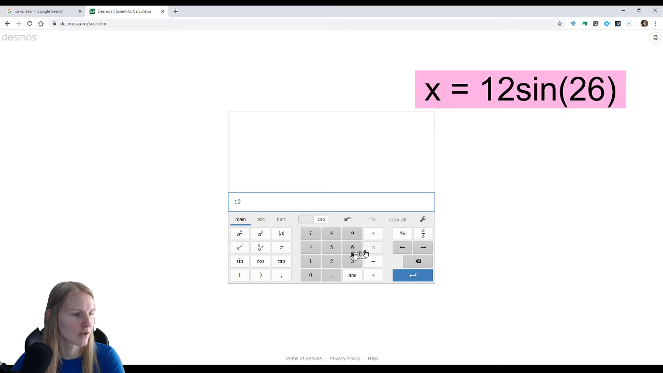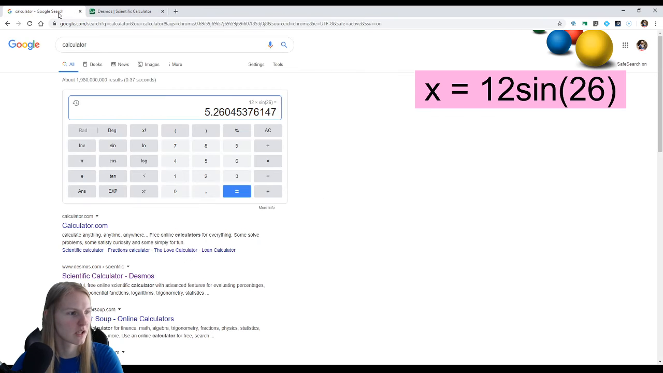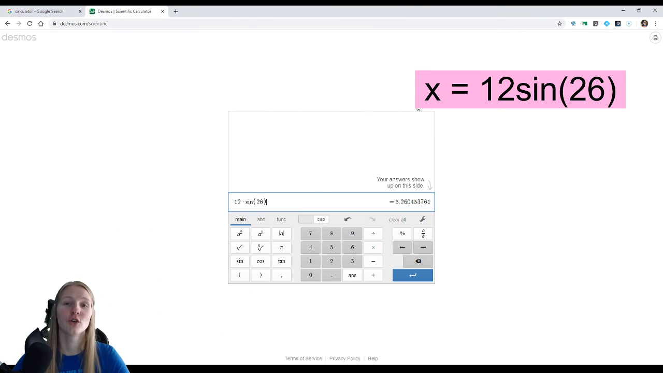And now we got 12 times sine of 26 degrees, which, oh, hey, your answer shows up on this side. There it is. Was that the same as what we got with the Google calculator? 5.26, 5.26. Oh my goodness, look at that. So those are two different ways to do all of your sine, cosine, tangent, trig business online instead of having to have a physical calculator there with you.